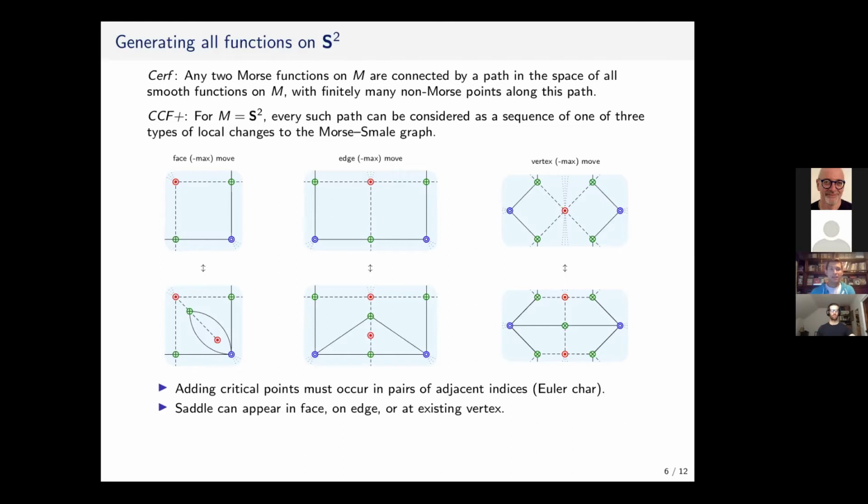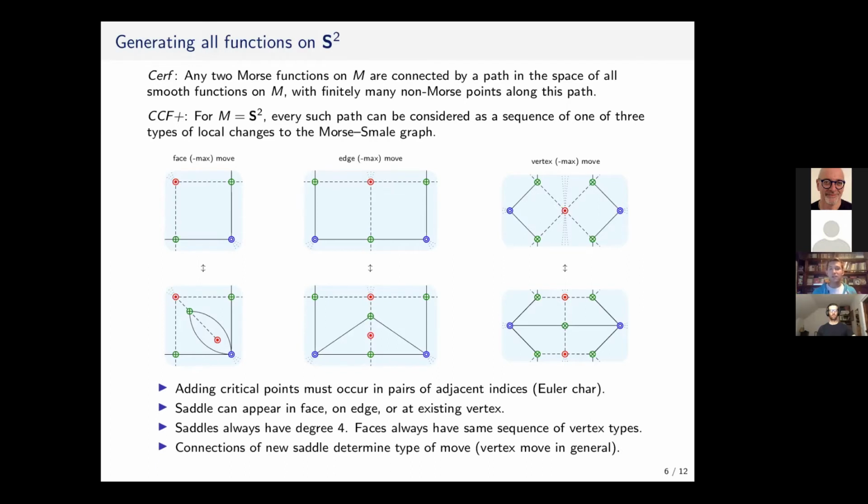And then, we always need to have a saddle. And the saddle can appear in a face, on an edge, or at an existing vertex. That's simply by knowing that the surface decomposes as this quadrangle from Aylesbury and Herzomerodion's paper. Also from their paper, we know that saddles must have degree 4, and the faces always follow the same sequence of vertex types around them. So using all this information, we know that the connections of a new saddle will determine the type of move. That is, if we have the face move and we introduce a saddle somewhere in the middle and a maximum somewhere in the middle, choosing where the saddle connects to will say that it has to be this way.